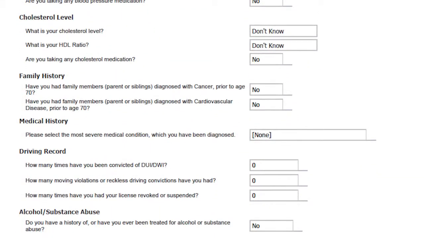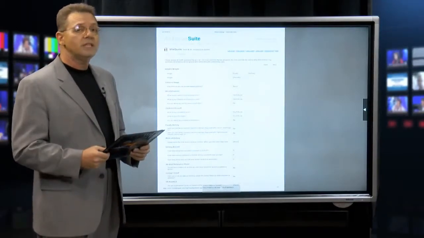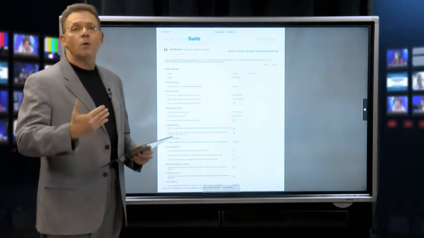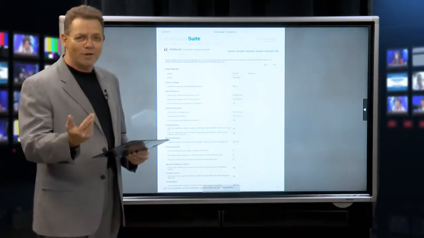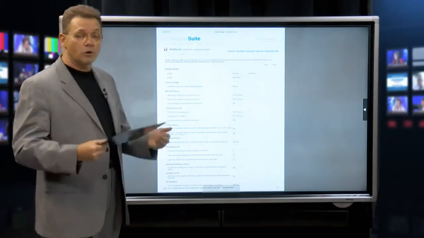One of the things that we have found about medical history is we're going to be ordering attending physician statements. Those attending physician statements are going to be the physician's actual resume on your health. And that medical history will play huge in the underwriting decision.